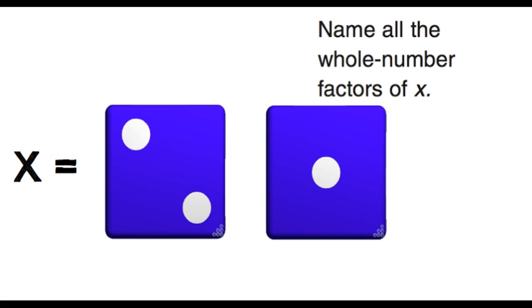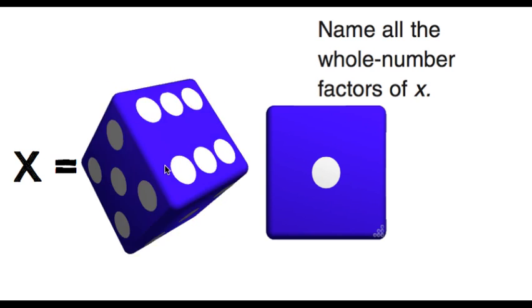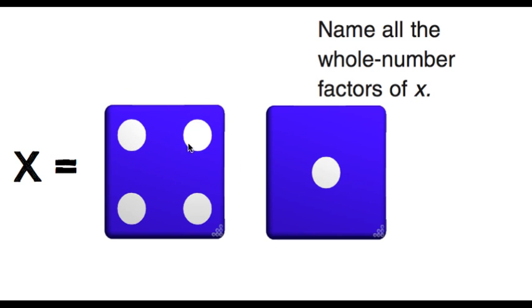Here is our last example. The question is: name all the whole number factors of x. Well, I figured if we just rolled one dice, it wouldn't be too hard to think of all the whole number factors of 4. So we're going to roll two dice and multiply those numbers and then find the factors.